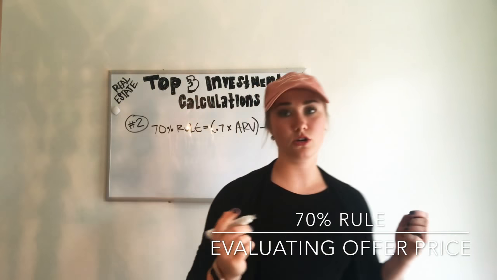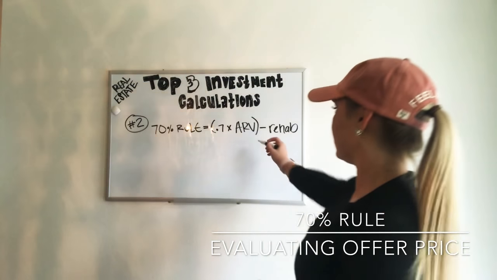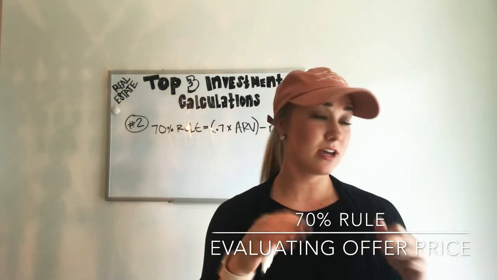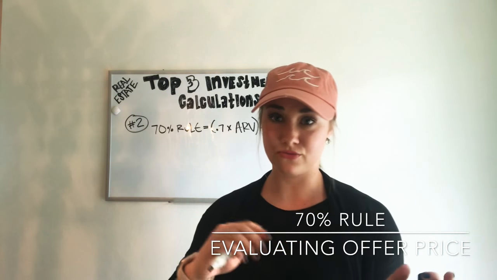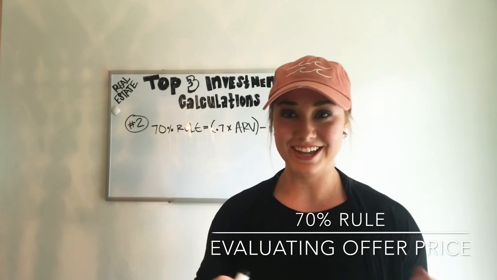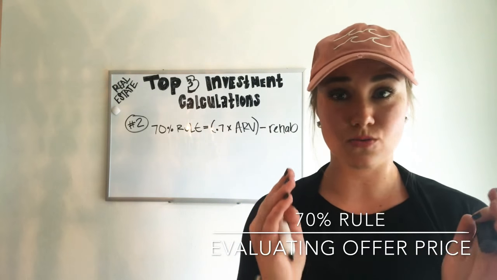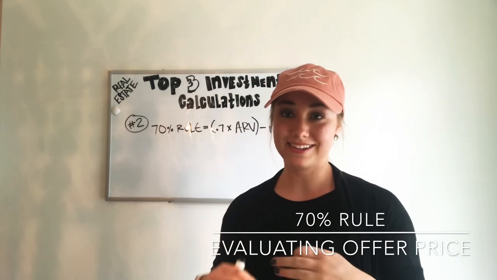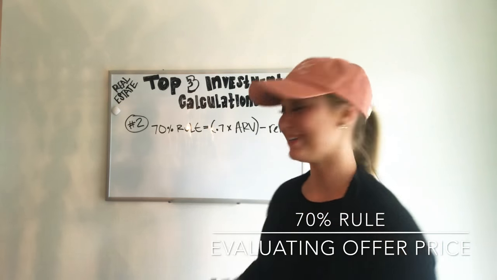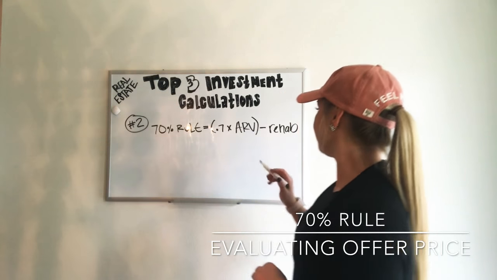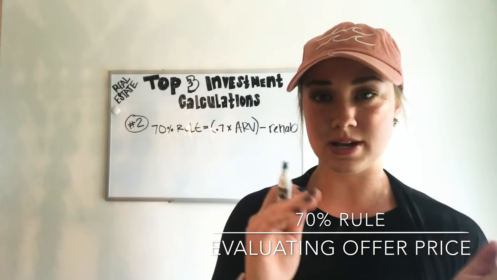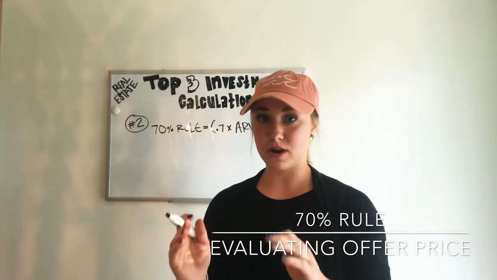Some of you probably do not know what ARV is. ARV is the after renovation value. That's after you take an ugly property and flip it and make it look great. It's what the property will be worth when you sell it after it's looking fresh. Then you subtract the rehab, which is the budget that you plan on spending to flip the property.